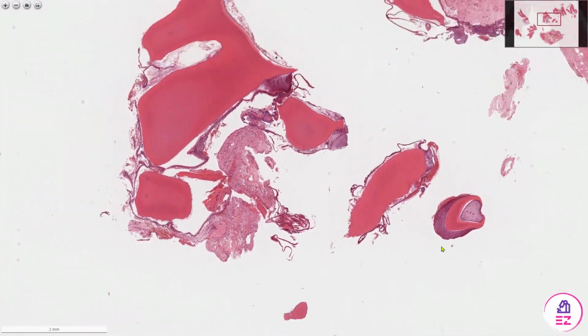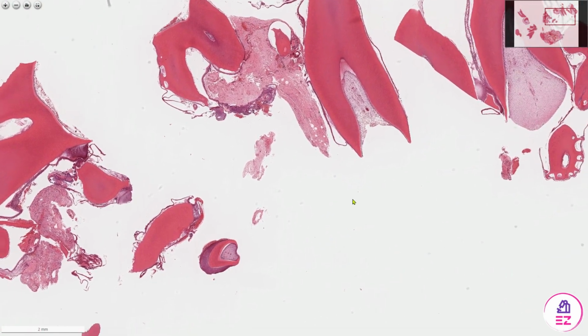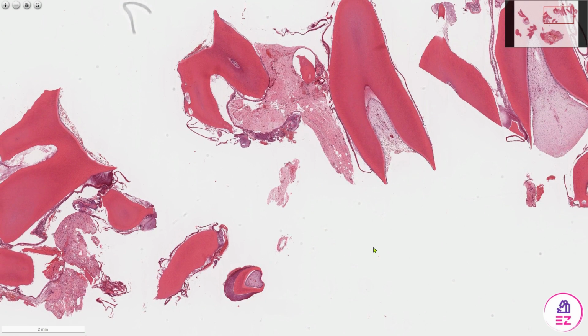So as I said, we've got multiple denticles and collections of tooth-like material. This was an example of a compound odontoma.